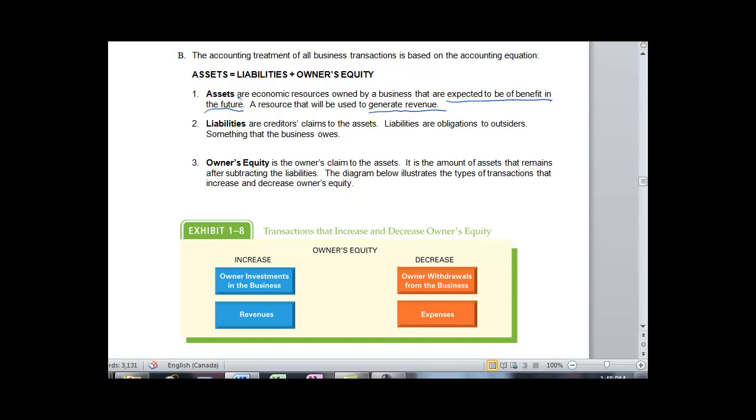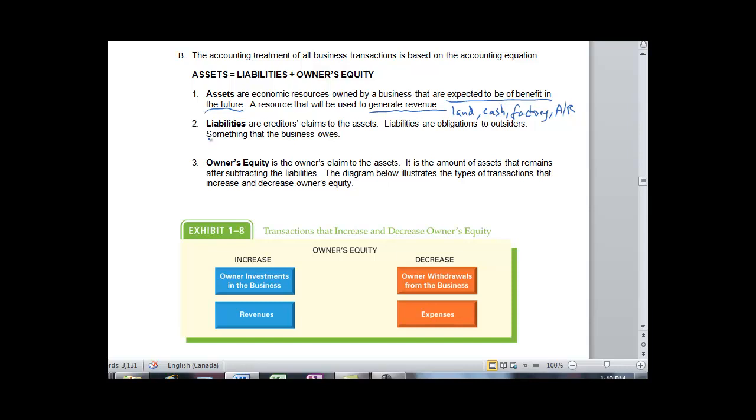So some examples: land is an asset. Cash is an asset. A factory is an asset, right? It produces products that you turn around and sell. And something called accounts receivable, which is essentially IOUs from people who have bought stuff from you and have promised to pay you in a couple of weeks. So the fact that somebody owes you money is an asset.